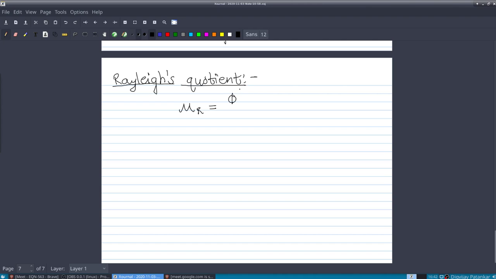in our system, phi transpose k phi divided by phi transpose m phi, or if you use the generalized eigenvalue problem in the Ax = lambda Bx form, then you can write it as the dot product of x comma Ax divided by the dot product of x comma Bx. So this is the Rayleigh's quotient. This Rayleigh's quotient can be used as a shift parameter in our earlier discussion that we have seen here.